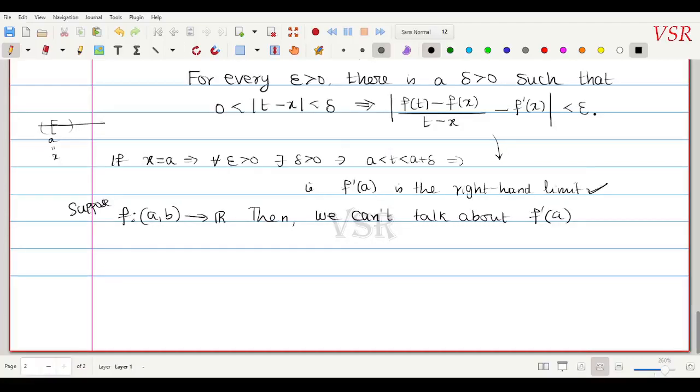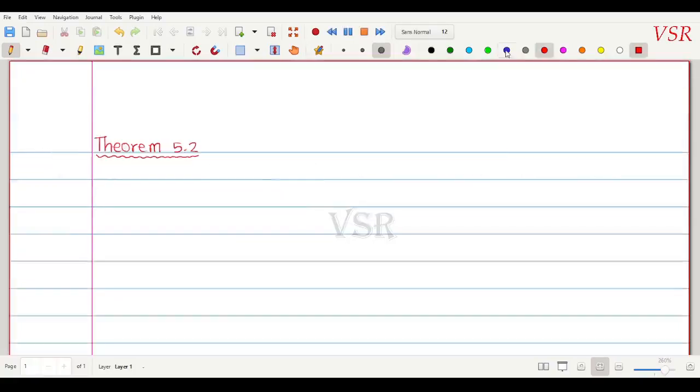ஏன் அப்படின்னா f is a function from closed interval a comma b ல இருந்து, இது ஓகே. பட் இந்த கேஸ்ல we cannot discuss about the f dash of a because f is not defined at the point a. Okay, so இதுதான் ரொம்ப முக்கியமா நம்ம பார்க்க வேண்டிய விஷயம். ஓகே, so நம்ம என்ன சொல்றது அப்படின்னா let f be a function from closed interval a comma b ல இருந்து r போற மாதிரியான ஒரு function.